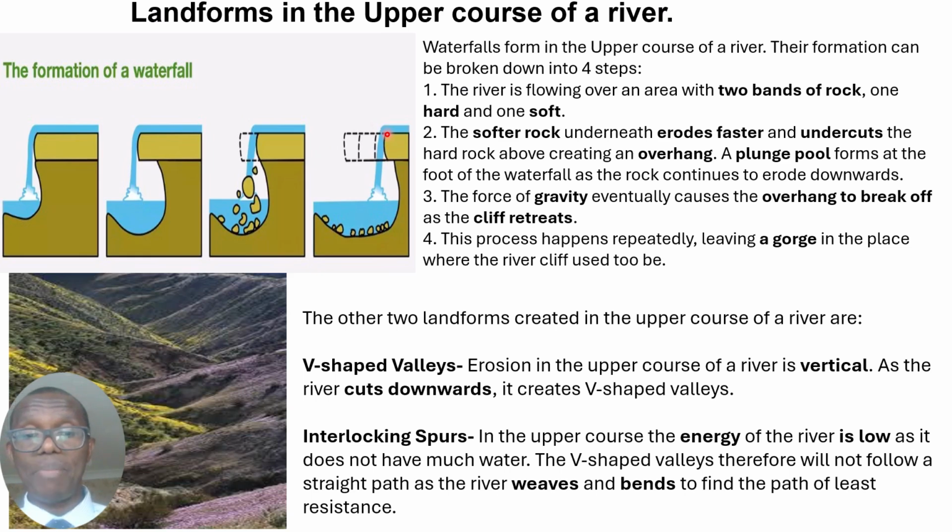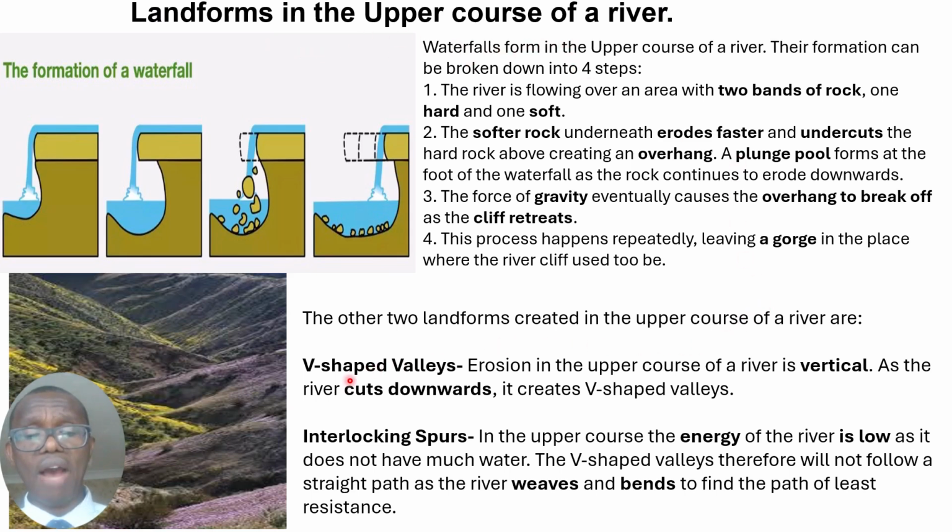And as that happens, you can see this dashed line here represents the former location of that particular waterfall, which has now receded all the way over here. And this area here, where it used to be before, is referred to as a gorge. Okay, so waterfalls are a landform that is created in the upper course of a river.